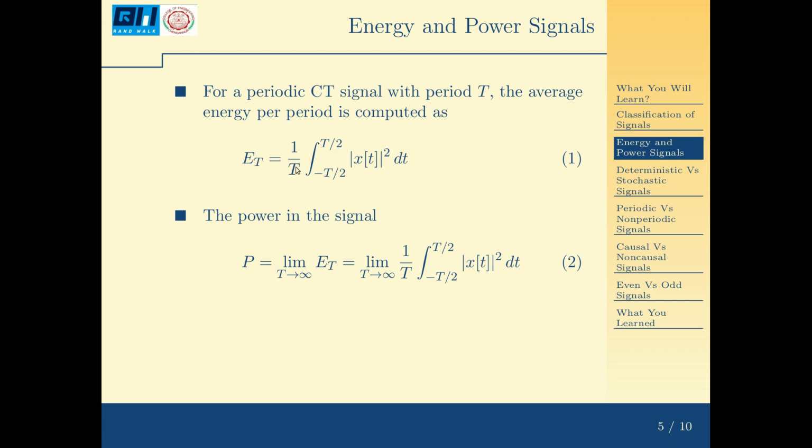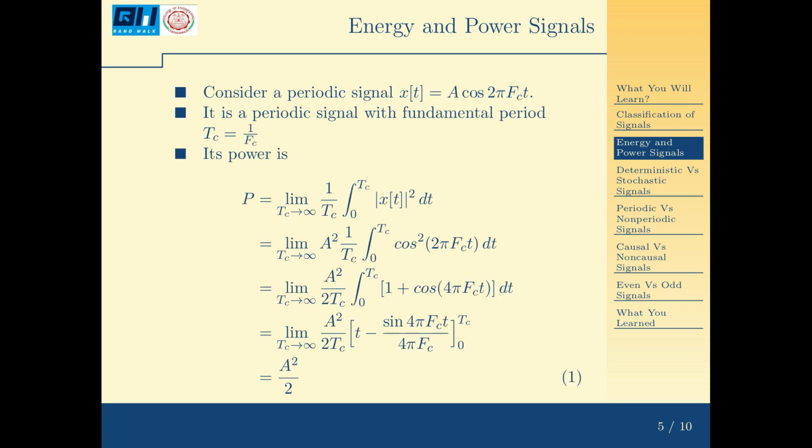Then the power in the signal is obtained by applying the limit T tending to infinity, so that the whole span of the signal is covered. So P is the limit T tending to infinity of 1 by T times the integral from minus T by 2 to T by 2 of mod x(t) square dt. Understand it this way: mod x(t) square is the energy of the signal. I compute it over one period, that is energy per period. Then I average over one period, 1 by T. Then I apply the limit T tending to infinity to encompass the whole of the signal, and the resulting thing is the power in the signal.